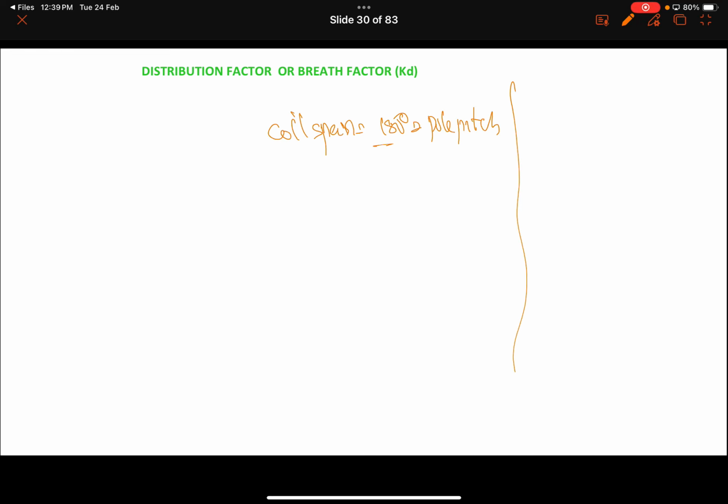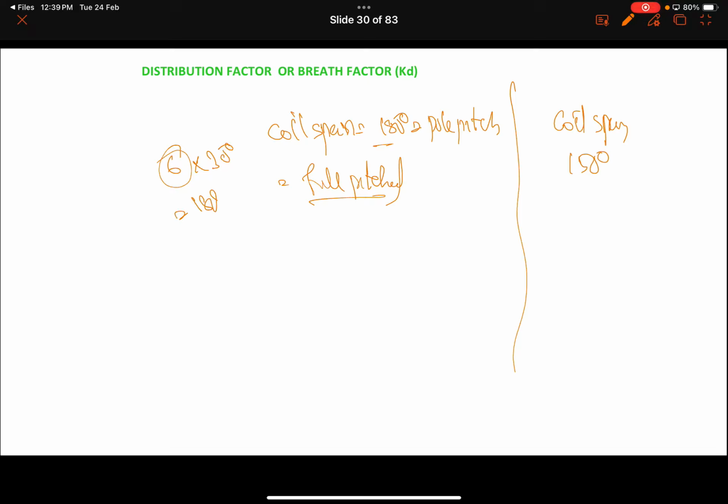Let's try to conclude this. If the coil span is equal to 180 degrees, which is equal to the pole pitch, then we can say that it is a full pitch winding. Previously we got 6 slots, 6 into 30, that is equal to 180.